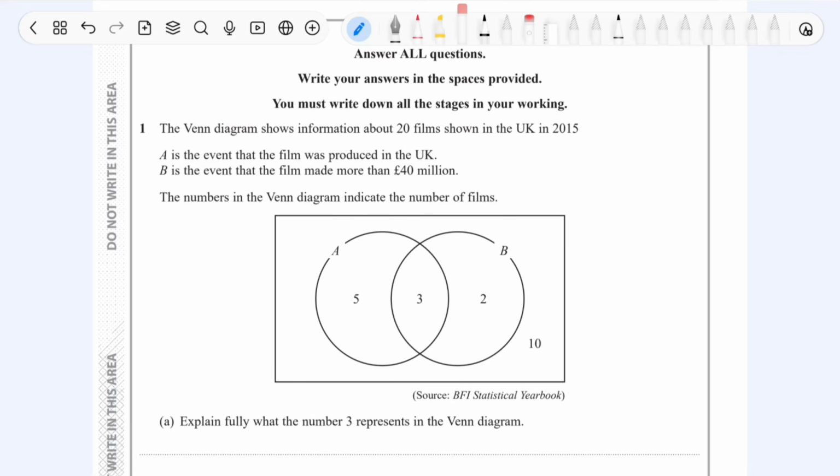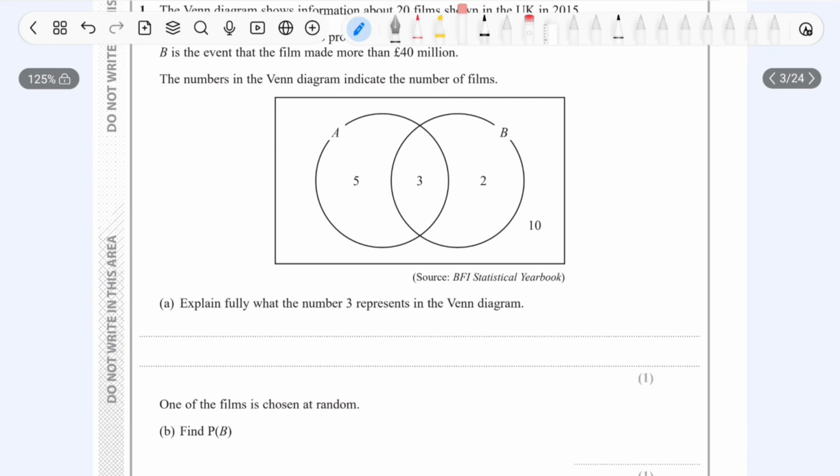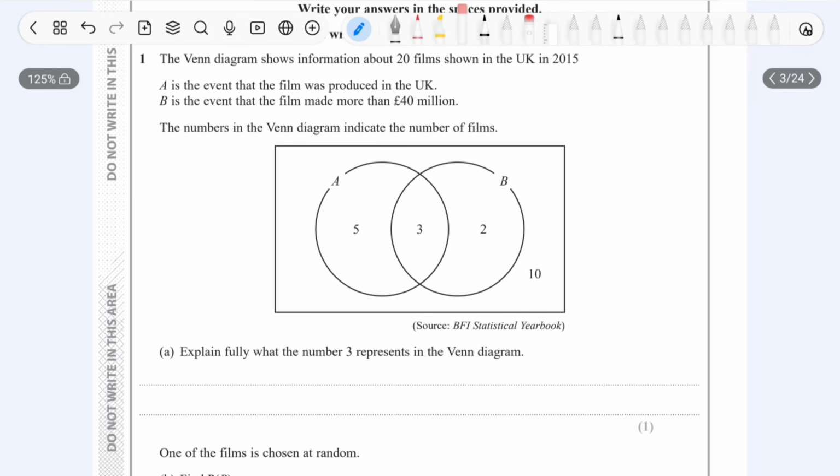In the first question, we're told that the Venn diagram shows us information about 20 films shown in the UK in 2015. A is the event that the film was produced in the UK, and B is the event that the film made more than £40 million. The numbers in the Venn diagram indicate the number of films. We're told to explain fully what the number 3 represents in the Venn diagram.